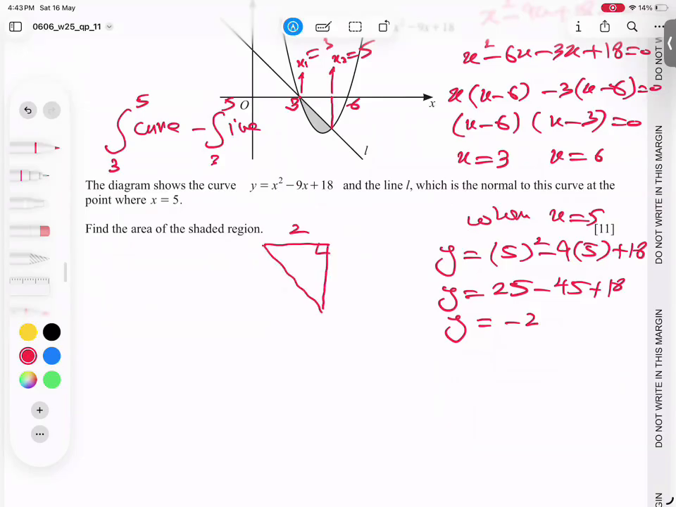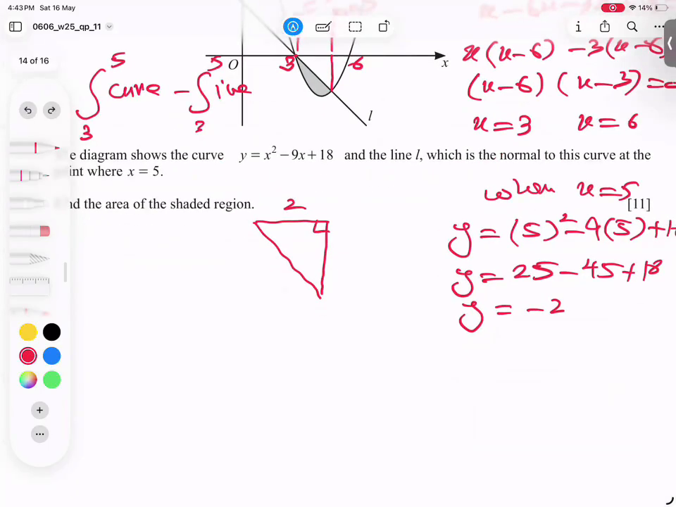This is a 2 gap. How come? 5 minus 3. And this is a 2 also, but -2. Negative no need to take, because length is always taken positive. So what is the area of the triangle? Half into base into height. So half into base into height, we got 2.